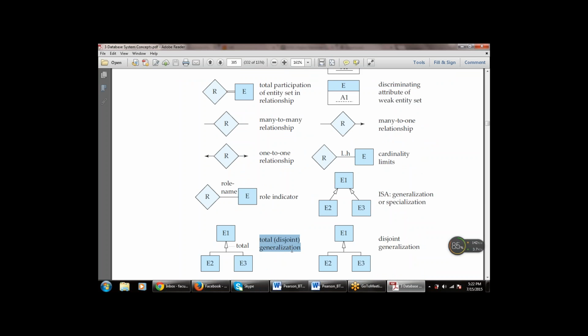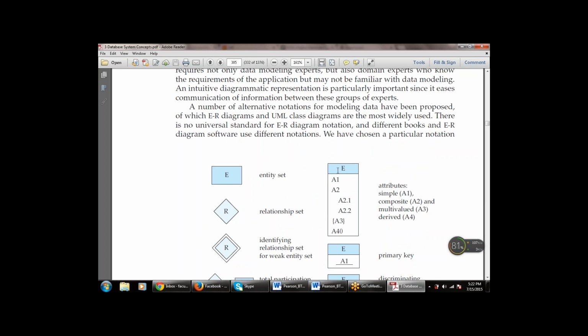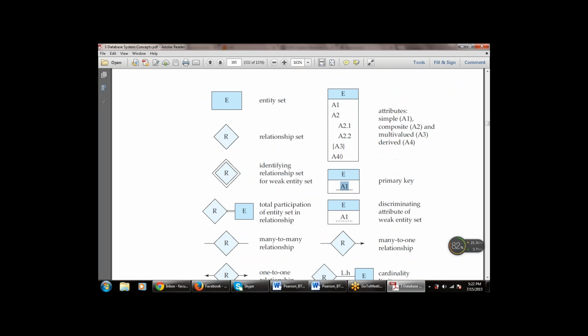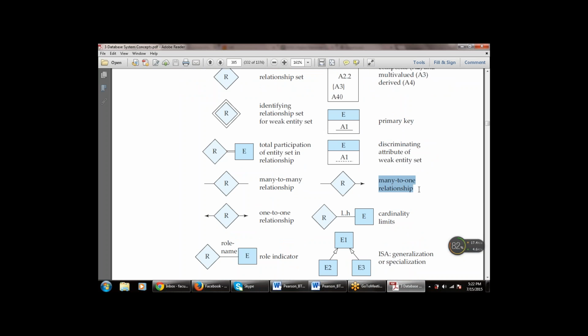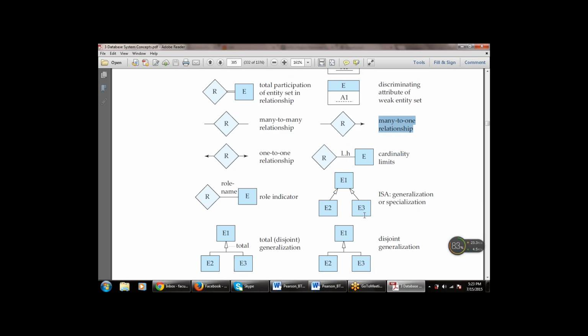Then there is the total disjoint generalization, with E1 and two parts, E2 and E3. These are the various symbols used in the ER model. These are the various attributes like A1, A2, A21, A3, A4. Then the primary key is represented by underlining. Then these are the various attributes of the weak entity set, A1. Then this is the many-to-one relationship: this is many, this is one. Then these are the cardinality limits. Then this is a generalization or specialization.